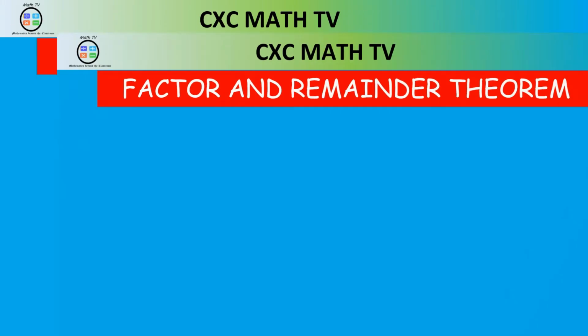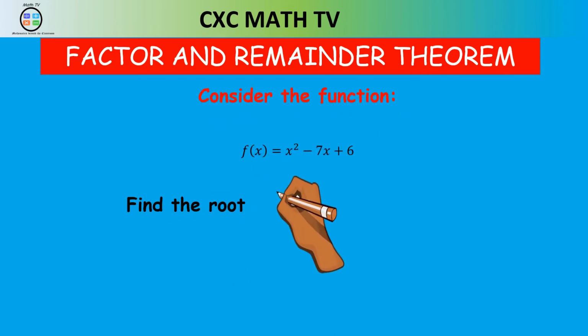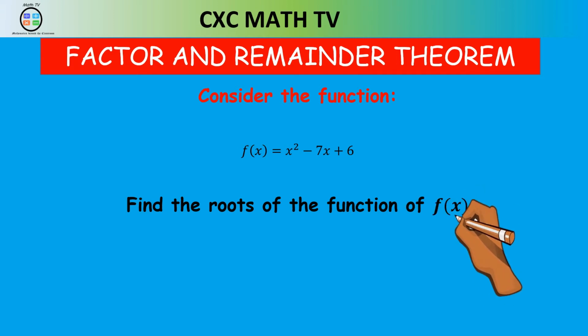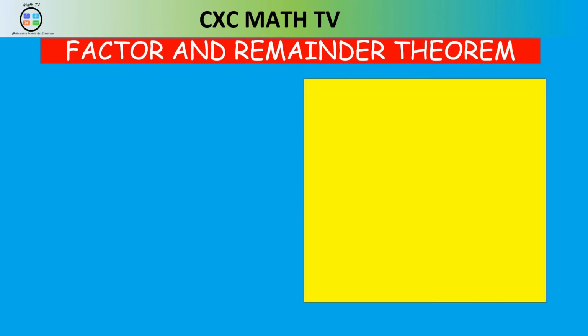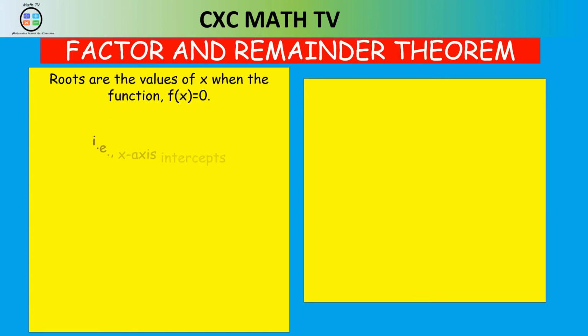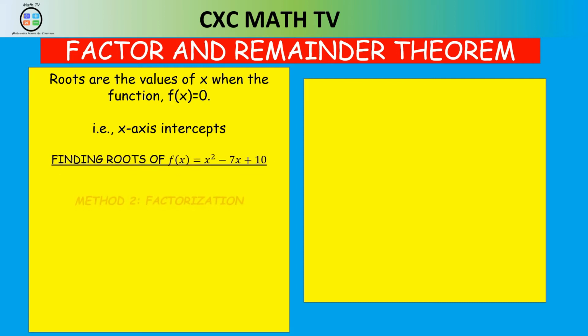So first, consider this function. f(x) = x² − 7x + 6. Find the roots of the function f(x). Now, we already know that roots are the values of x when f(x) is equal to 0. So some persons like to call them the x-axis intercepts. So to find the roots, we can either use the quadratic formula or factorization. Let's do it by factorization.